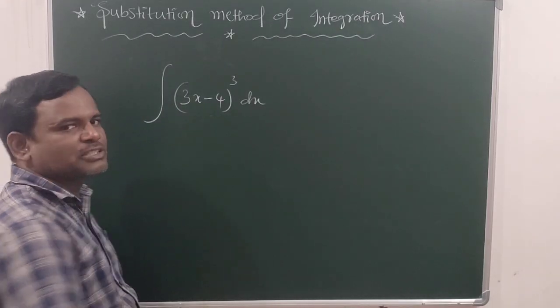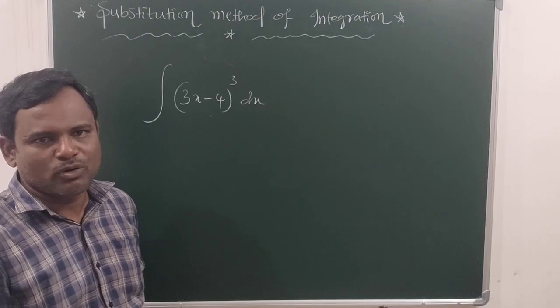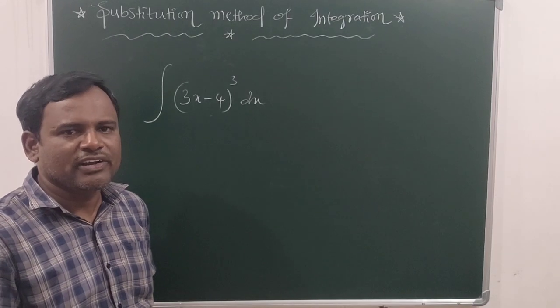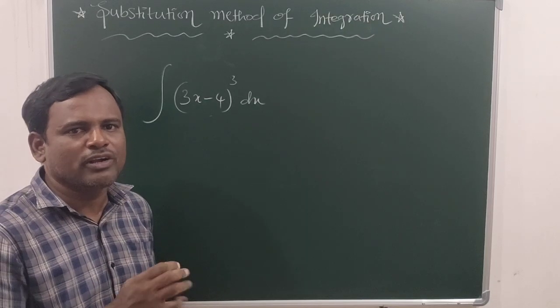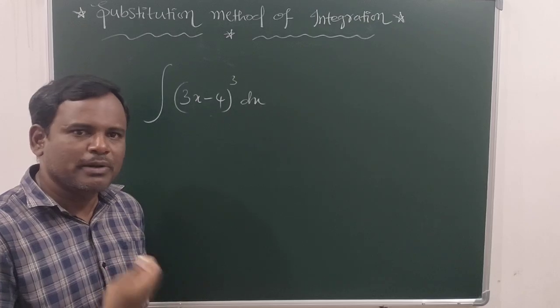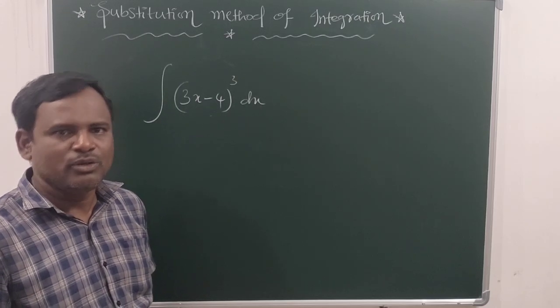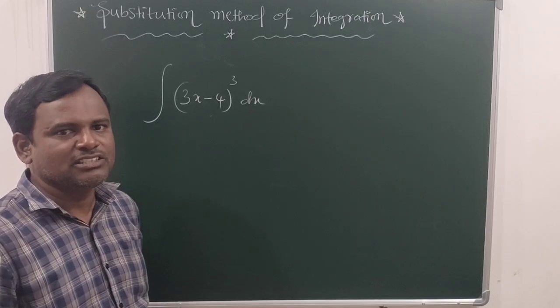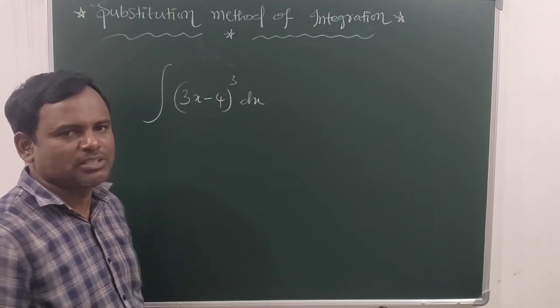We expand this by the (a minus b) whole cube formula. We get 4 terms, and after getting those 4 terms, we go for the integral of those 4 terms by standard formulas. You can do it like that. Otherwise, to reduce that calculation burden, you had better follow this substitution.